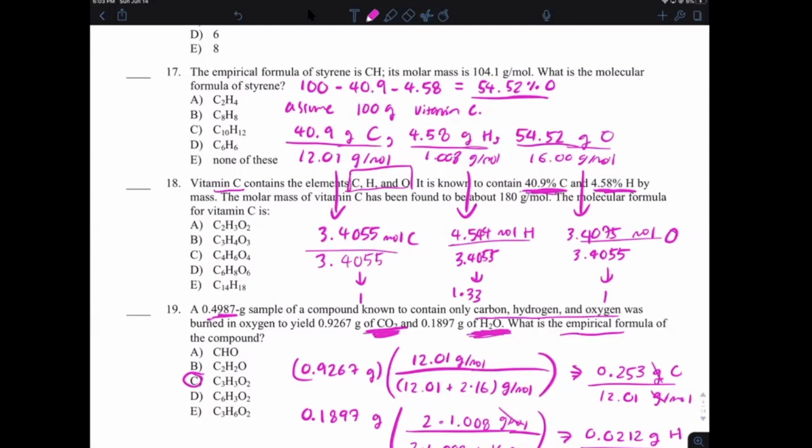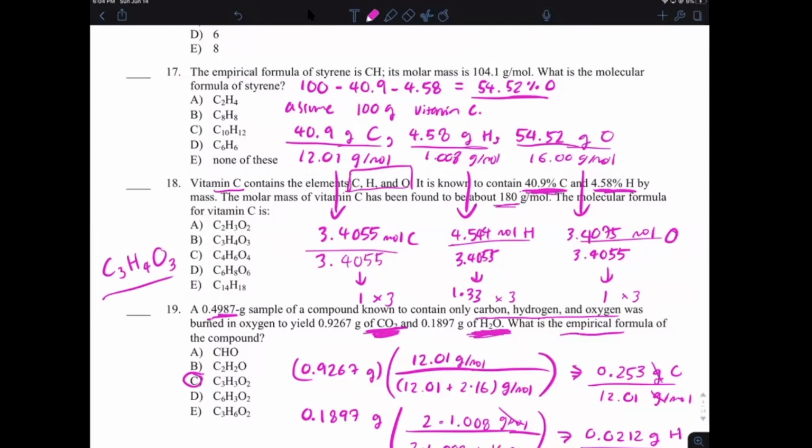So let's multiply this by 3, multiply this by 3, and multiply this by 3. So if we combine everything, all right, to the side, we get C3H4O3. Okay, cool. And then it tells us that the molar mass is around 180 grams.